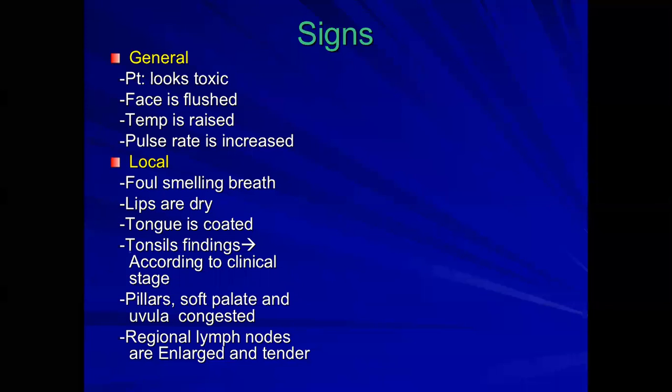Clinical stage, what does that mean? When there is a pathology, we see that area. The pillars, soft palate, and uvula are congested. Regional lymph nodes are enlarged and tender. The regional node is the jugulodigastric lymph node. That is an important node we see, a very important sign in cases of chronic tonsillitis.